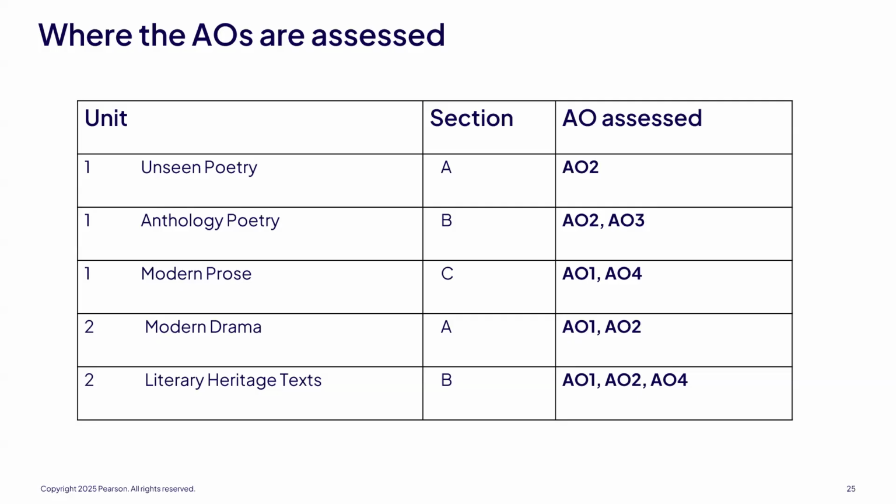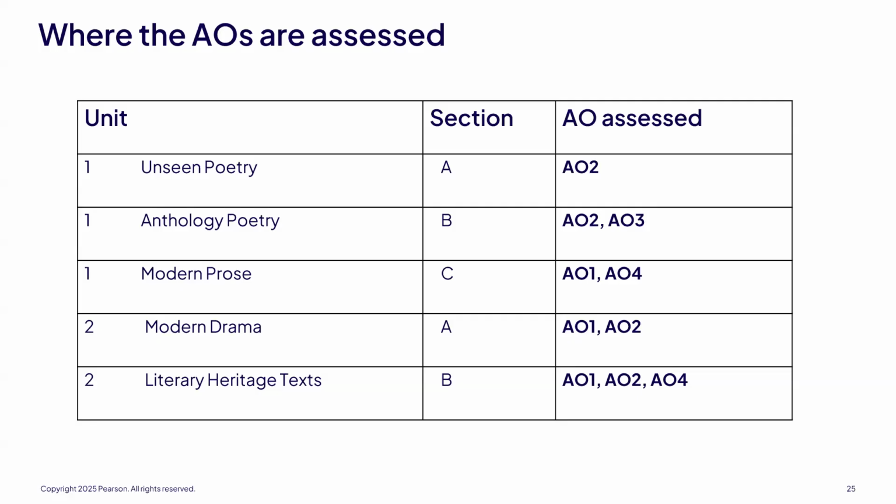Then when we get to the modern prose, section C of paper 1, we're looking at AO1, their knowledge and understanding, their ability to form a critical view, an informed personal engagement of the text. And that question also assesses context.